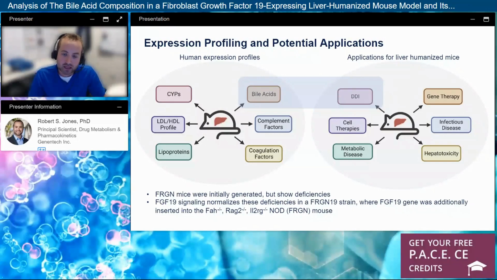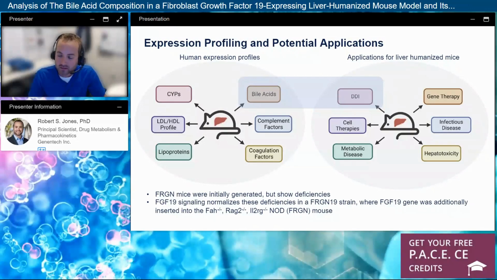We can also get a humanized expression profile for lipid metabolism, as well as different coagulation factors, complement factors, and in particular, bile acids. Bile acids are very important in terms of normalizing the human expression profile in these mice, given that they regulate a wide variety of drug metabolism pathways.